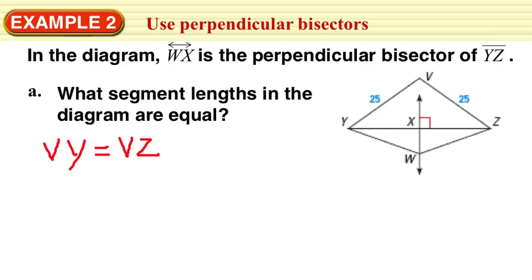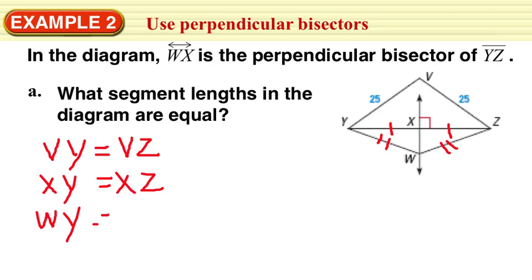Next, hopefully you can identify that XY is equal to XZ. And I'll verbally say for you what the reasoning is. It's because WX bisects YZ. And that's the definition of a bisector. Finally, WY is equal to WZ. And that's just because of the perpendicular bisector theorem. WX, or W actually, is the perpendicular bisector there of YZ. So there you have it. Those are the answers of the segment lengths that are equal in this diagram.